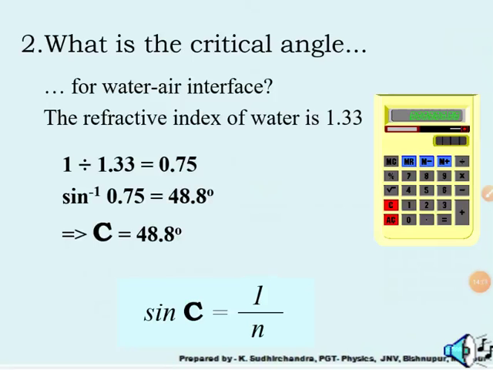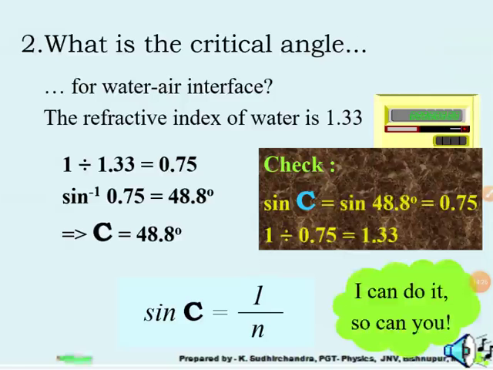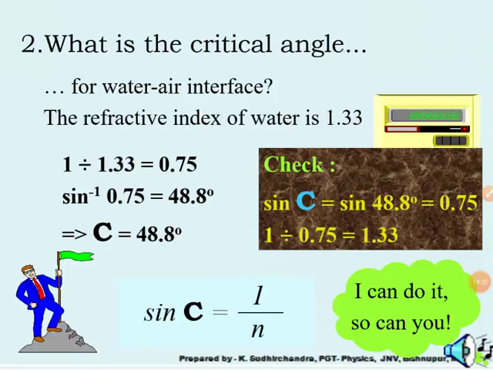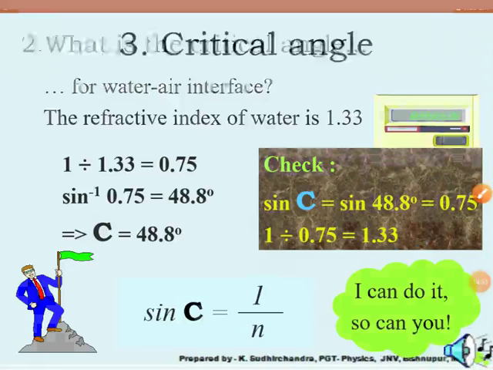Got it? So if you want to see the calculation, then you can check it also here. From sine C is equal to this, sine of 48.8 is equal to 0.75. 1 divided by 0.75 is what? 1.33. It is also given here, see this one. So you can easily find out the critical angle. You can do it by using such a formula to find out the critical angle if you know the value of the refractive index of a denser medium, right?